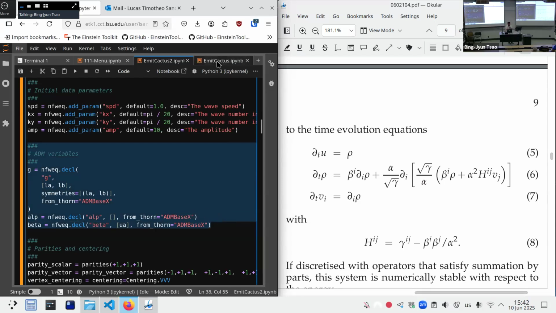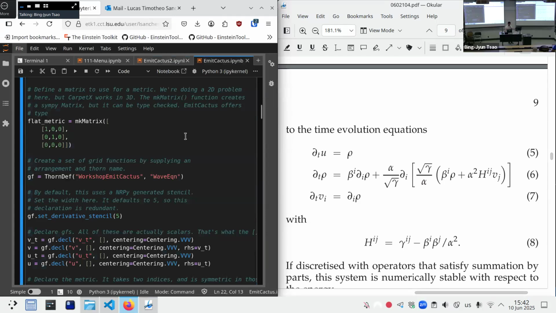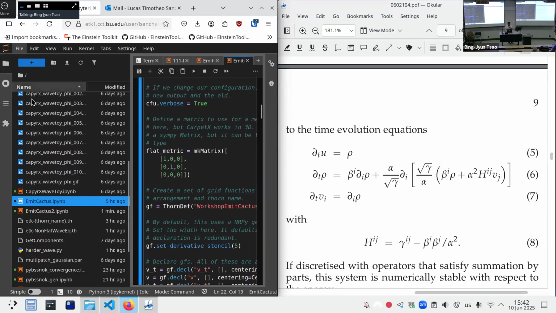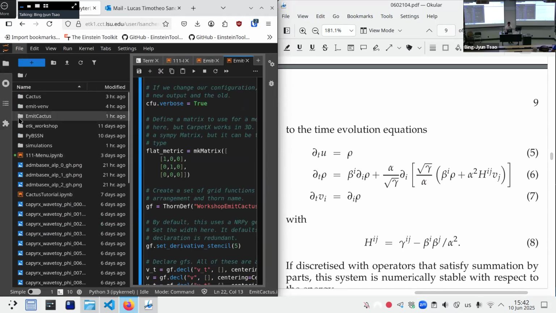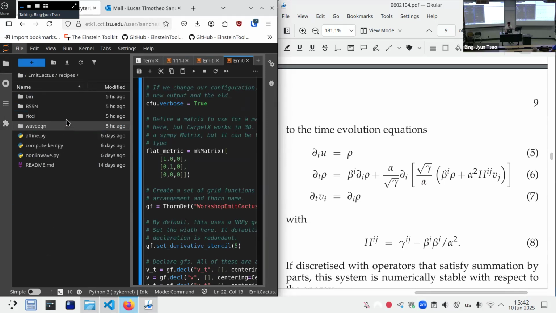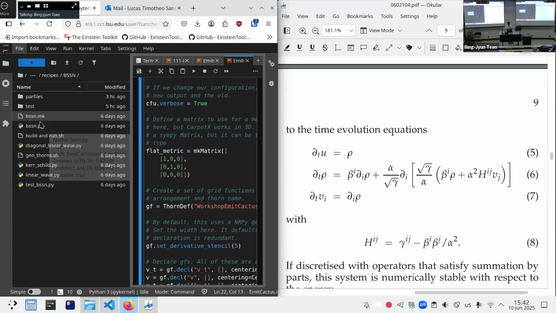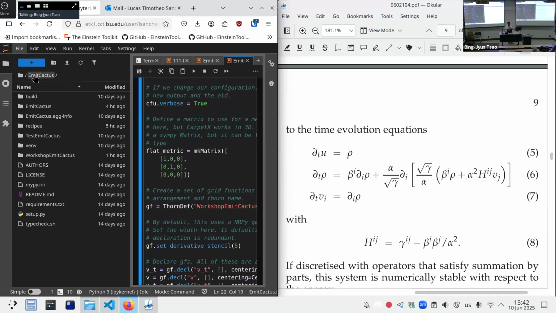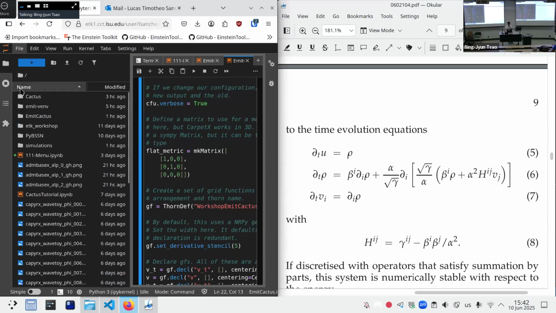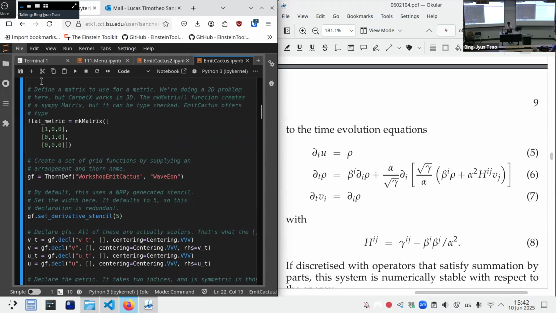I did that because our demo notebook for the wave equation, the one you have, doesn't have that bit of information. But like I said, in case of doubt, you can always go to EmitCactus. You can go to recipes. You can go to Cottermouth. It's going to be called Cottermouth for you guys. And you can just go to the bssn.py recipe, and that should give you any extra things that you might want. That's a really complete and featureful recipe.